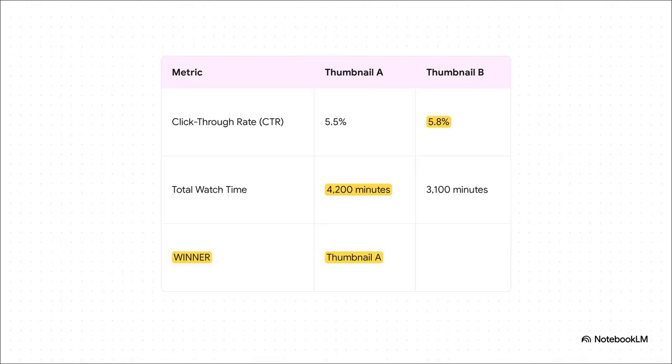And this table right here makes it crystal clear. Look at thumbnail B. It's got a higher CTR, 5.8%. Looks like the winner, right? But hold on. Look at the watch time. Thumbnail A, even with a slightly lower CTR, generated over 1,000 more minutes of watch time. That means it attracted the right audience, people who actually stuck around. Thumbnail A is the undeniable winner here.